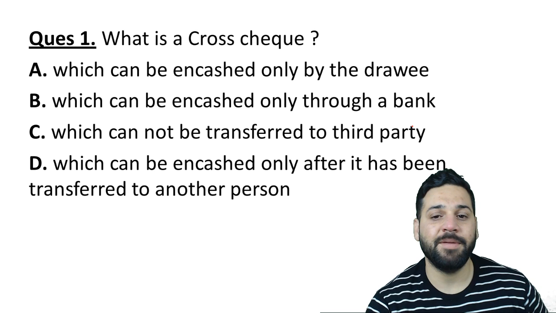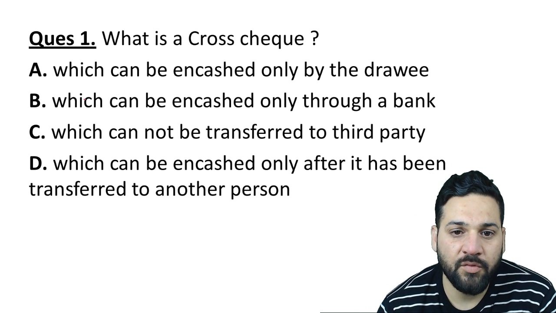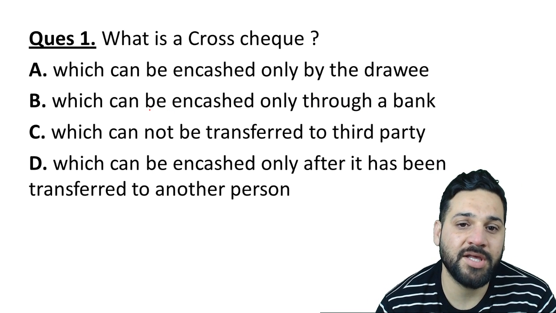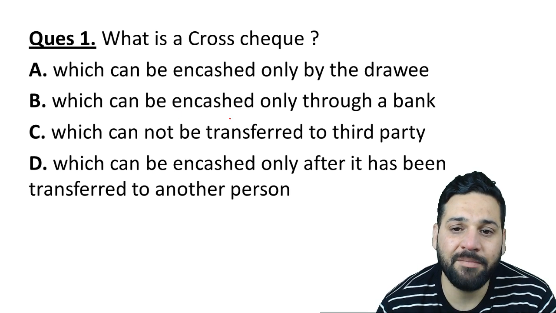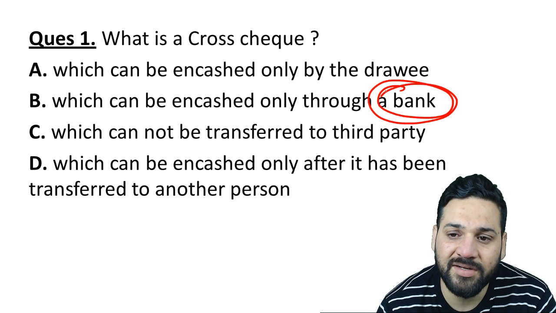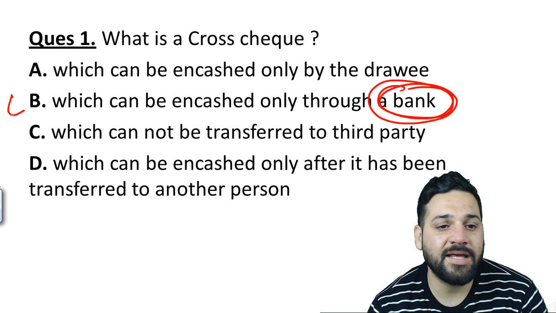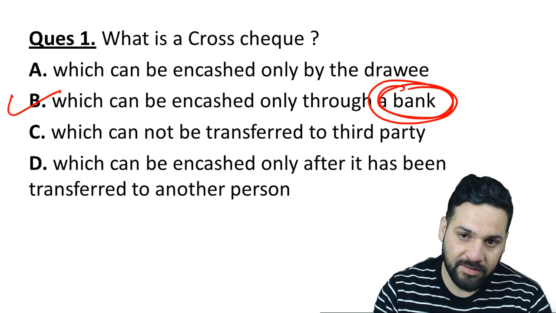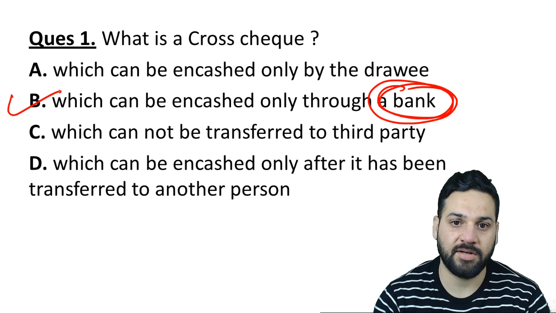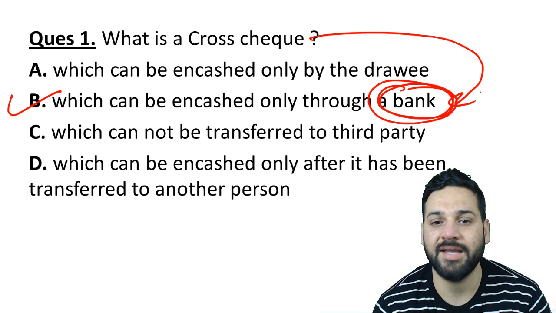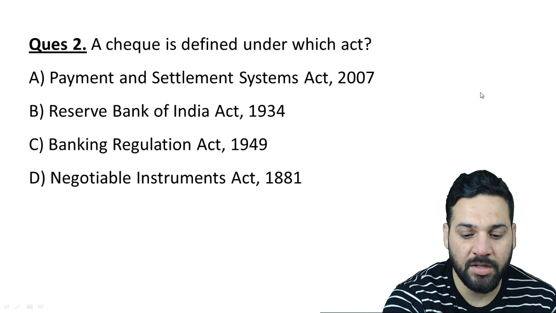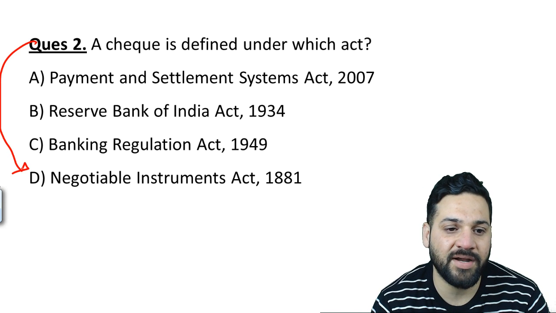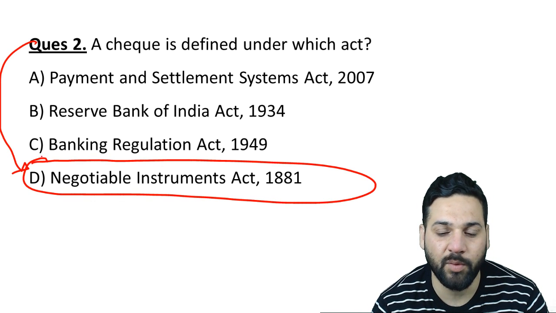A check which can be encashed only through a bank. I already told you, a cross check is a check which can be encashed only through a bank. That is really important. In case of an account payee check, it can be encashed only via a bank. Plus, there is another condition, it cannot be endorsed, right? But in case of a simple cross check, it can only be encashed through a bank. So a check is defined under which act? Obviously, it is a negotiable instrument. It is defined under the Negotiable Instruments Act 1881.